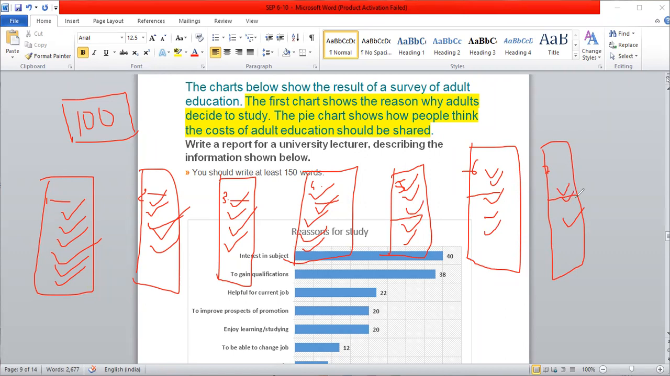So I have given these questions to a population of 100. Out of these 100, 40 marked this one. Out of these 100, 38 marked this one. So this is the story of this bar graph. Out of these 100, 22 marked that it is helpful for the current job. So this is the story here.